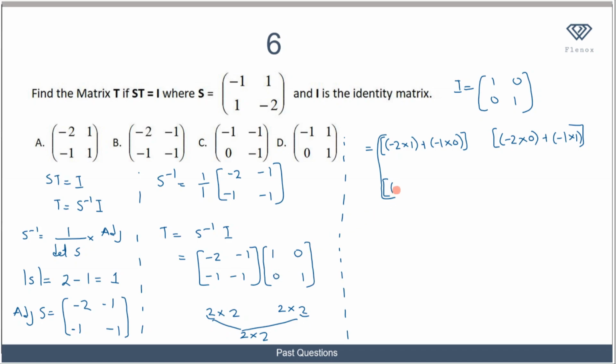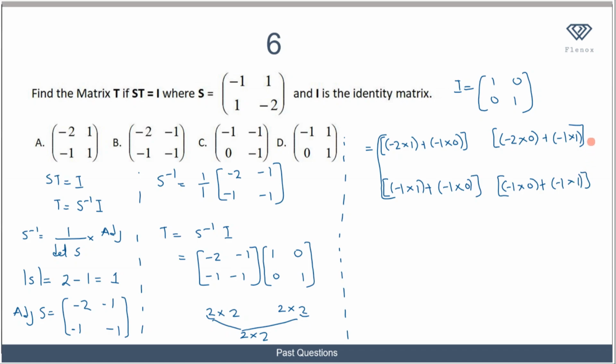And what would that be? Minus 1 times 1 plus minus 1 times 0. And for the last cell over here, I'm going to multiply the second row by the second column. So I'm going to have minus 1 times 0 plus minus 1 times 1.